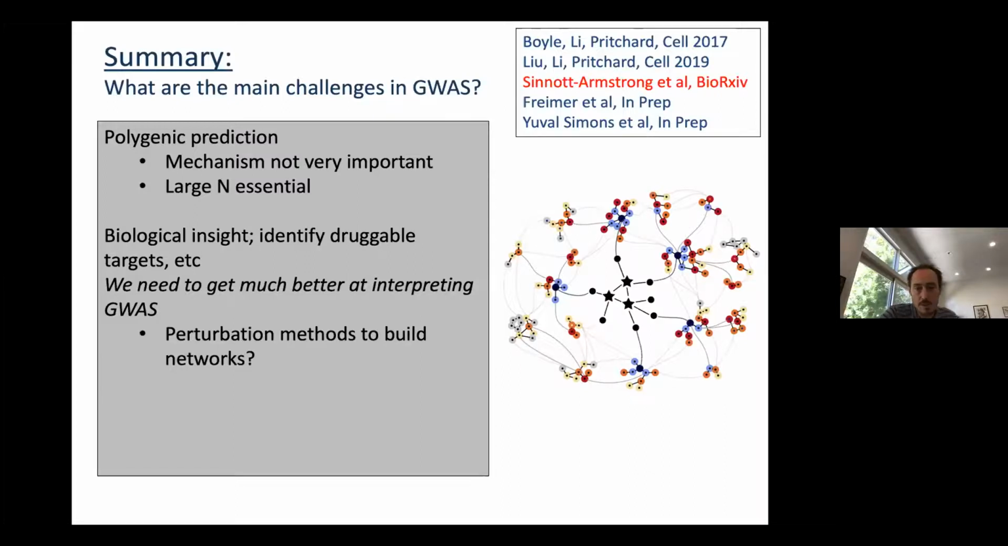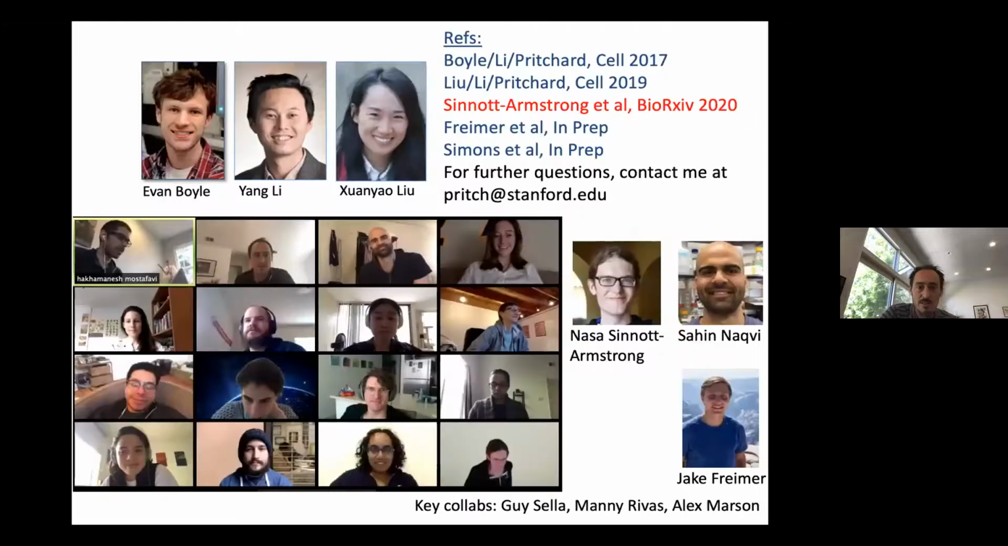One thing we've been very interested in in my lab, in collaboration with Alex Marson and others, is developing perturbation methods with CRISPR to build networks. I think we need better gene annotations. We need more GWAS of intermediate phenotypes.